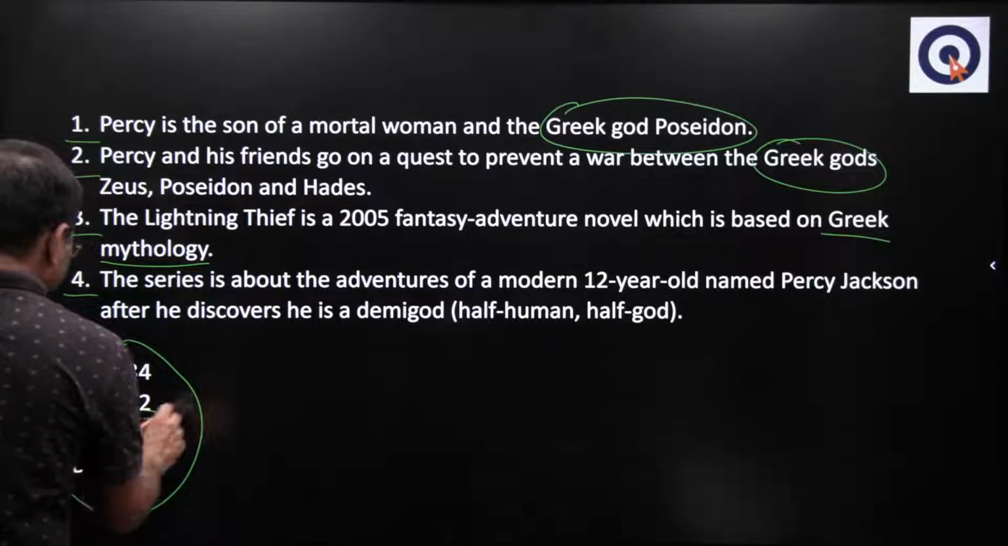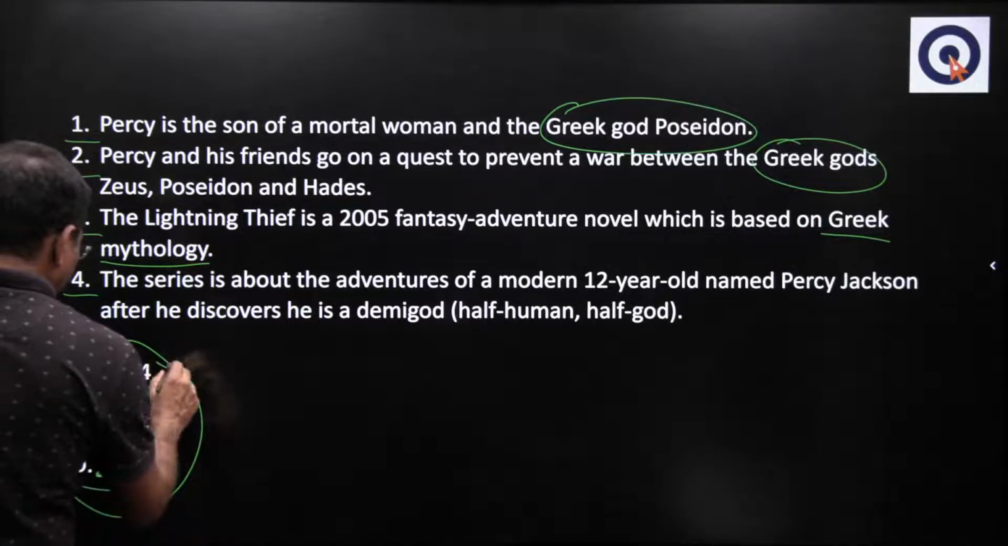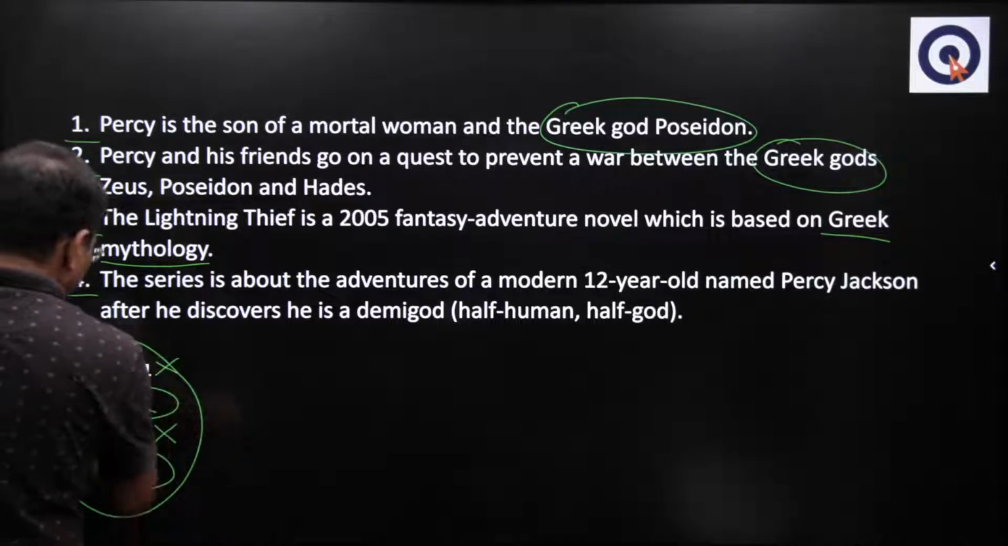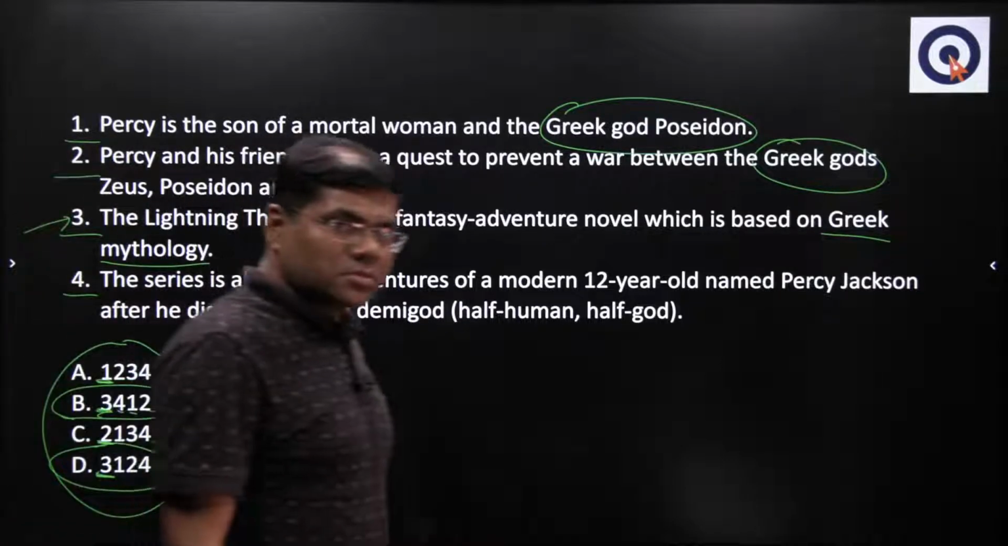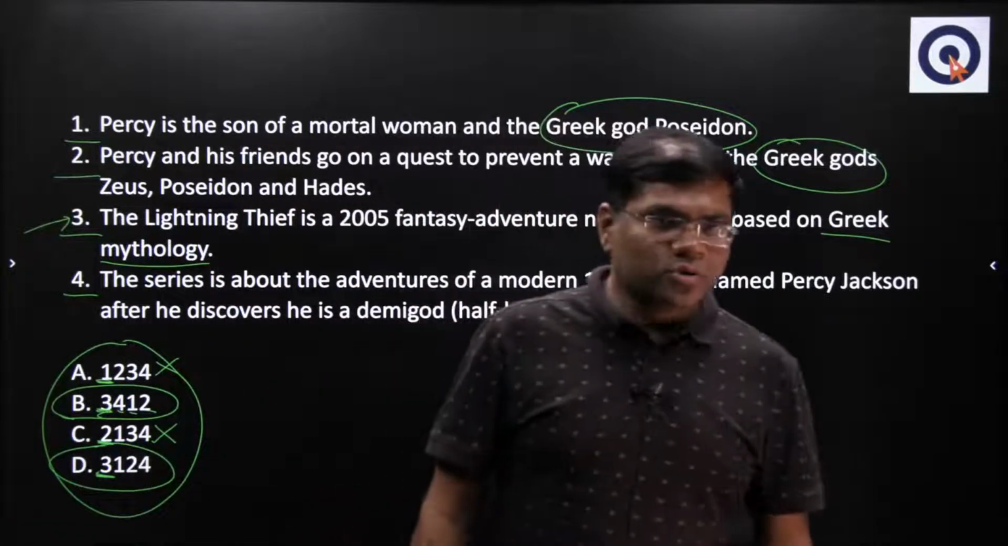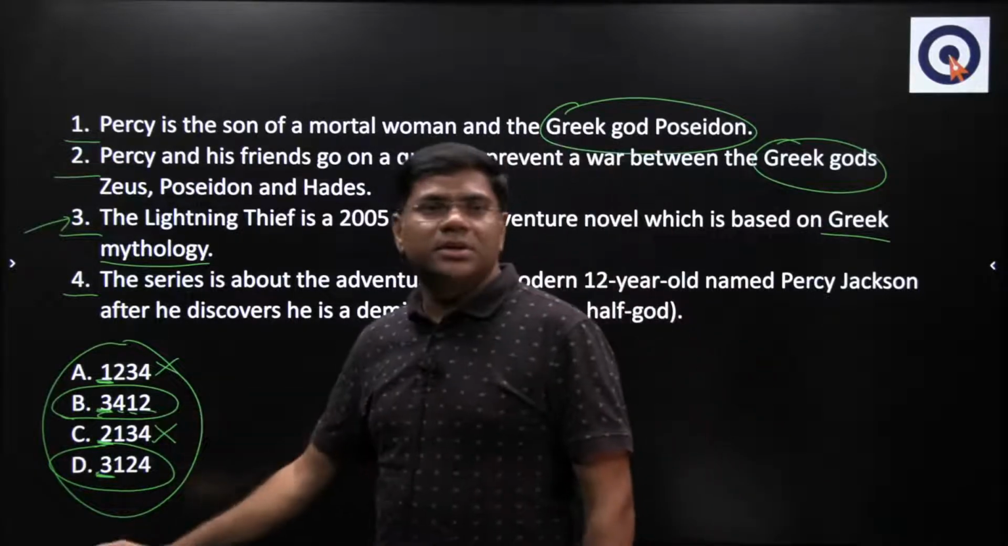So you can shortlist B and you can shortlist D. A and C, they go out, right? 3, 4, 1, 2 or 3, 1, 2, 4 are the two possible sequences. Now you have to understand, is it 3, 4 or is it 3, 1?